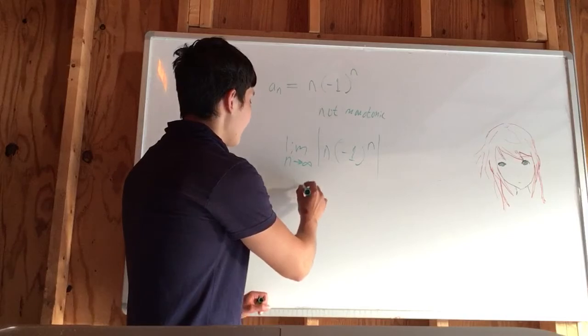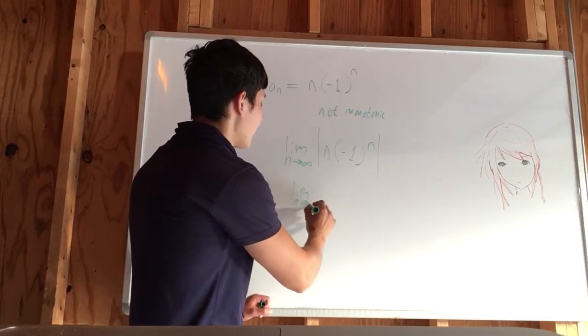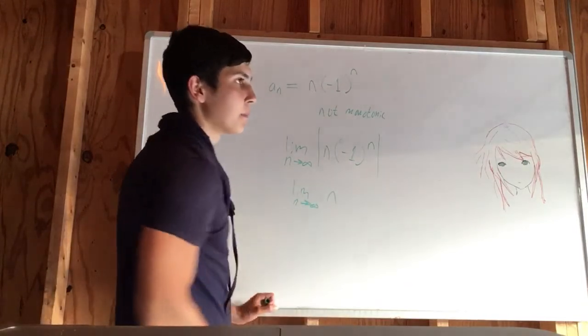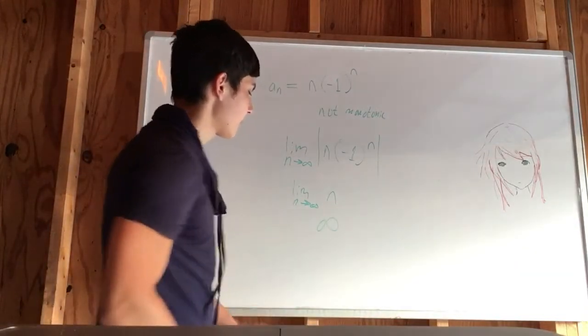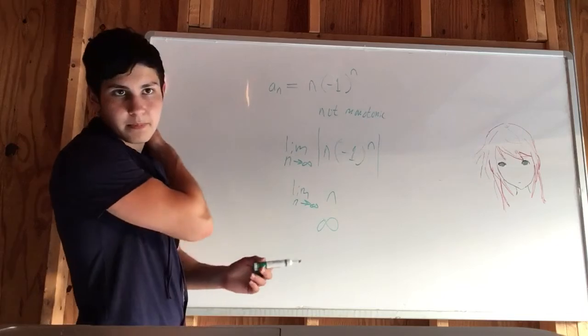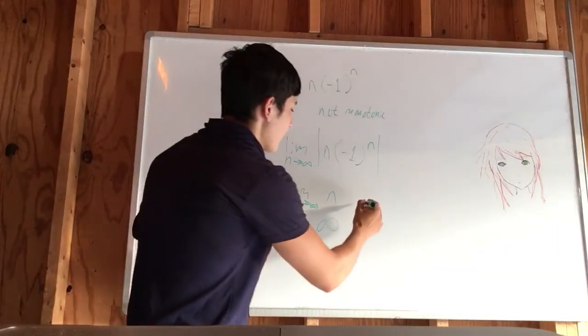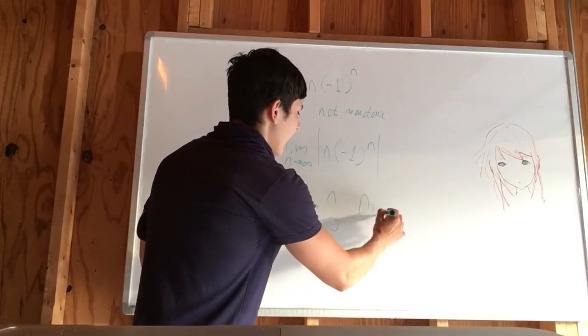So this is like taking the limit as n approaches infinity of n. And what is that? It's just infinity. It diverges. So this is both not monotonic and it diverges.